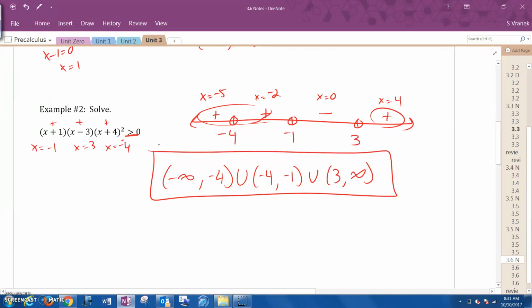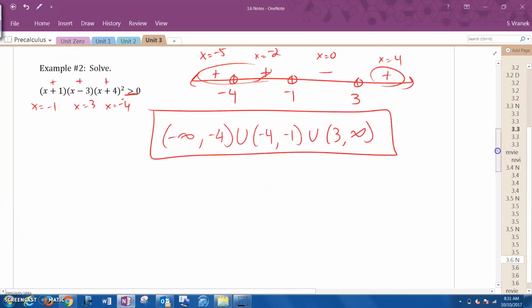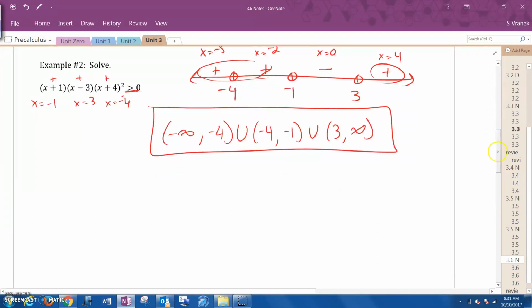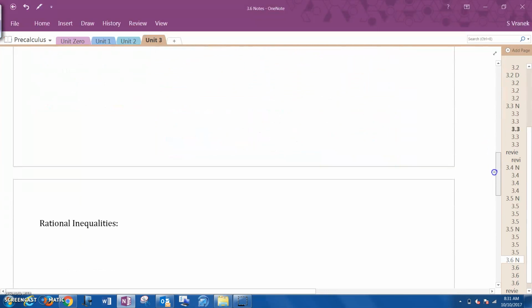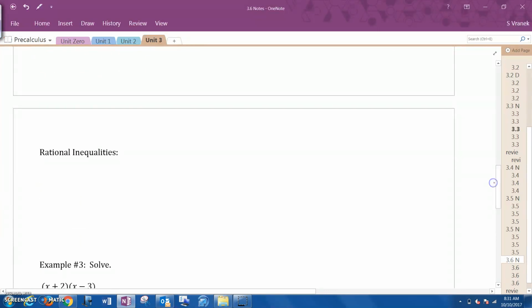Okay, so now we're going to do this with rational inequalities. Same thing. There's really only one extra thing you have to worry about. Well, two things. First, again, you have to move everything to one side. So the other side's 0.